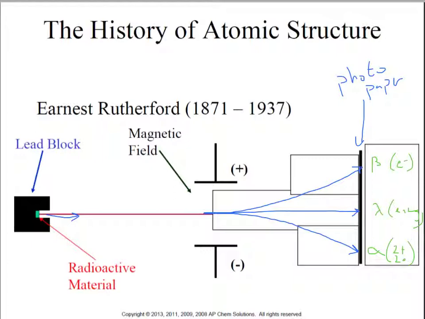Also, from this experiment, based upon the force at which those particles hit the screen, they were able to figure out that an electron is much smaller than a proton. So a proton is extremely heavy compared to an electron. Also found out in this experiment.